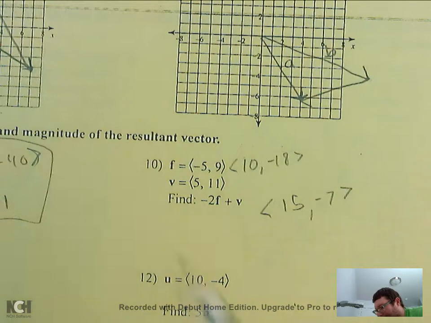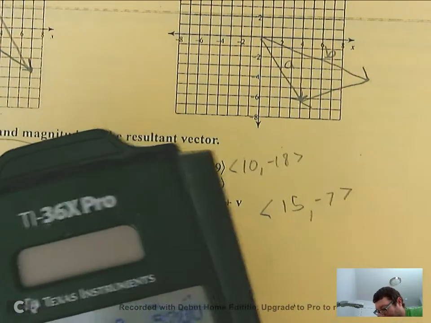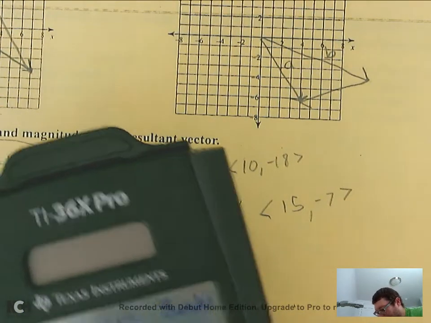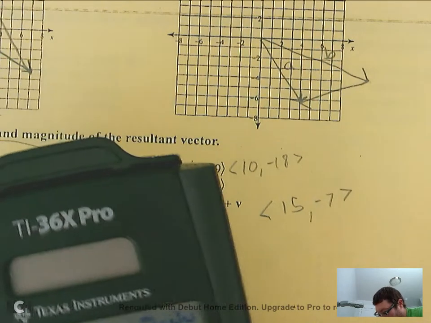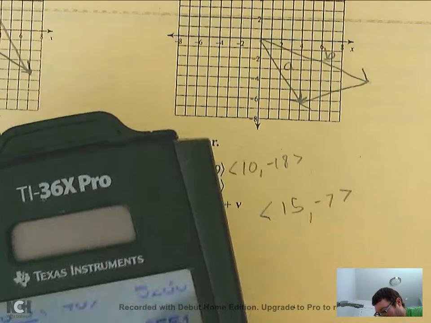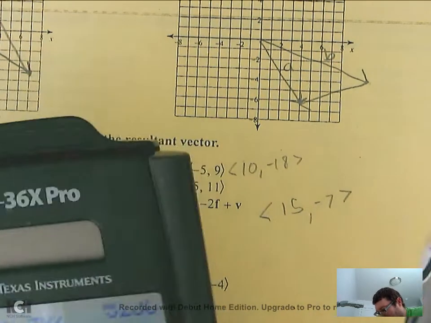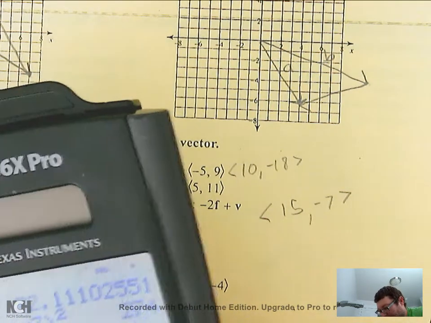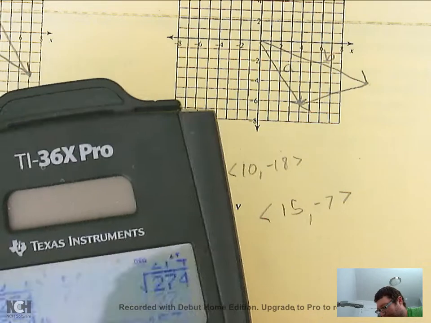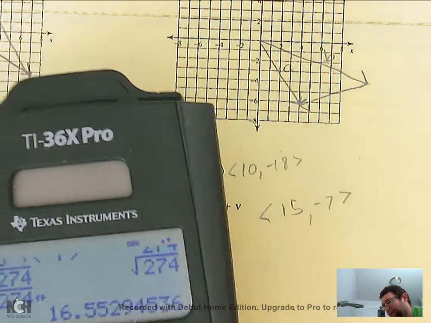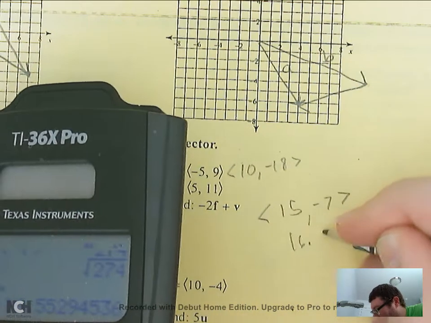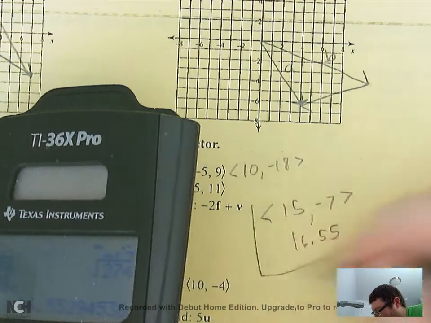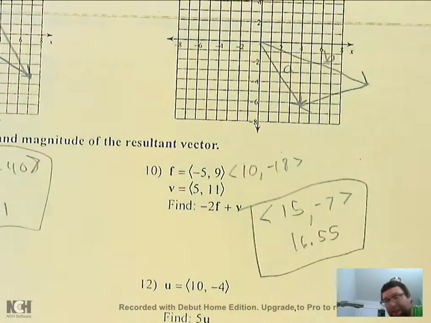Then, to find the magnitude, I square them, add them together, and square root. So 15 squared plus, in parentheses, negative 7 squared, which is 274. And then I square root to get 16.552, which would be 16.55. And there's my answer.